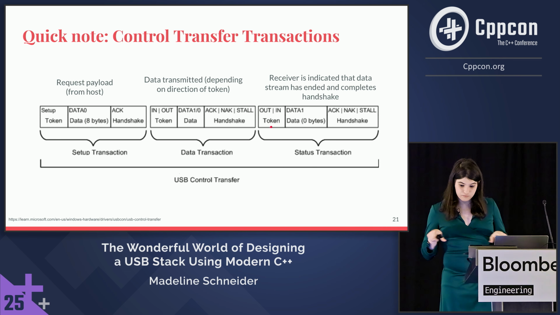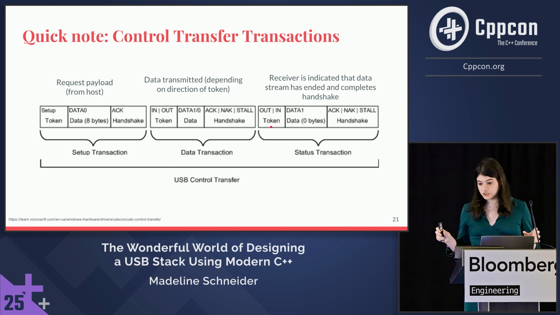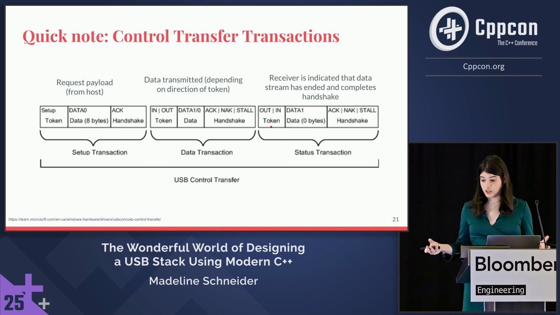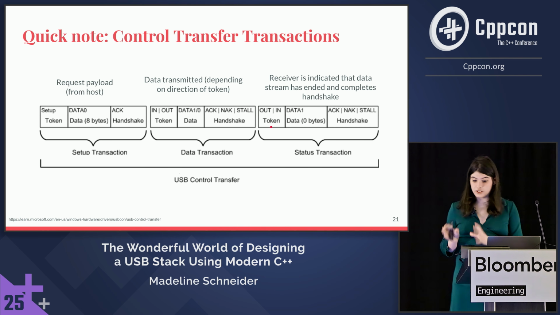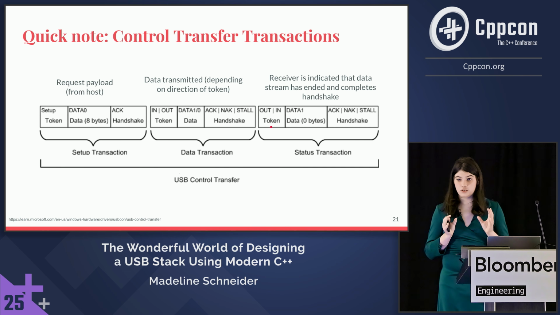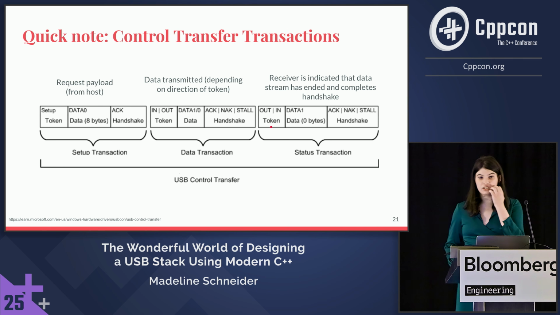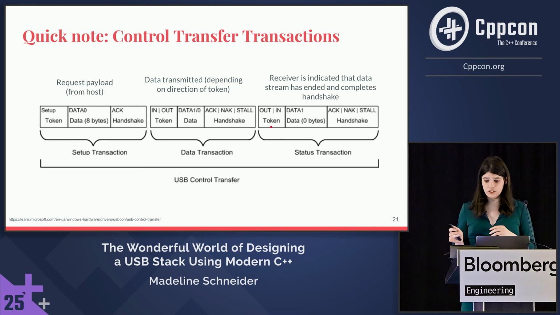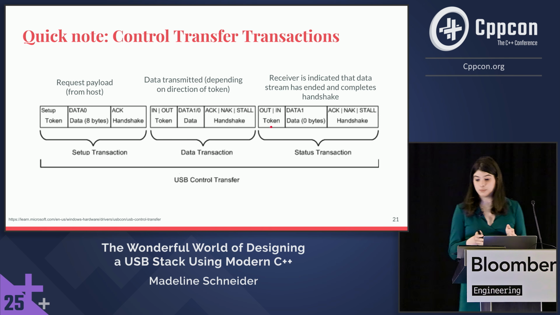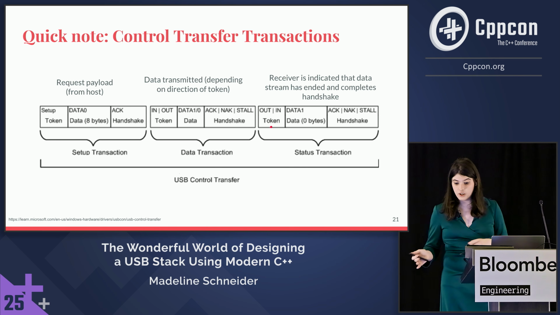So let's break down what a control transfer looks like. It's broken down into three stages, called transactions. You have the setup transaction, the data transaction, and the status transaction. The setup transaction is when the host makes a request to a device. The data transaction doesn't actually need to exist, as there could be requests that require no data to be responded with. And I should also mention there could be n number of data transactions depending on how big the requested payload is from the host.